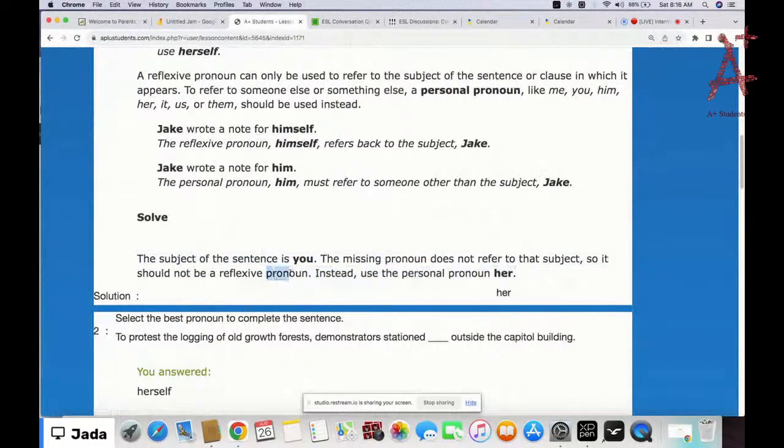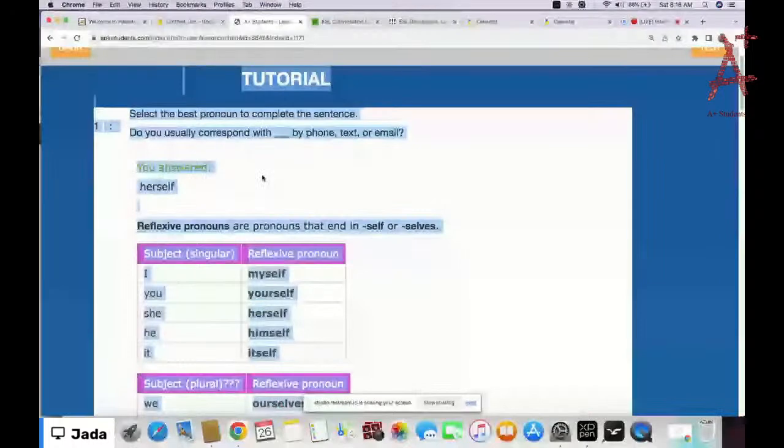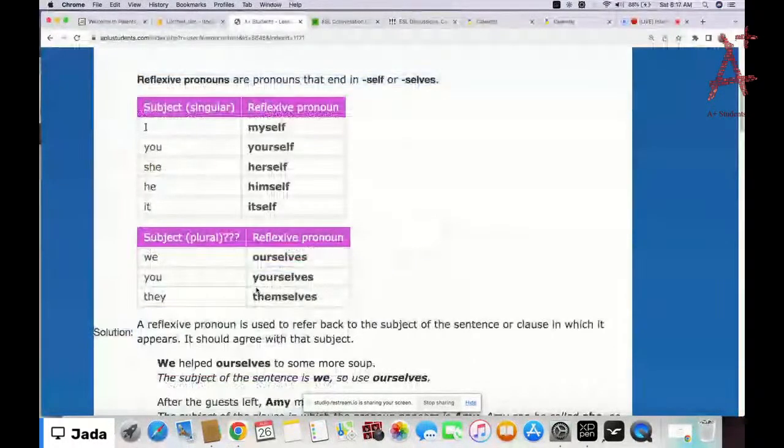So it shouldn't be a reflexive pronoun. Instead, use the personal pronoun. This one will not work in this sentence. Instead, it should be a personal pronoun. So when the missing pronoun is referring to the subject, then it is a reflexive pronoun. But if it's not, then you have to use a personal pronoun. So that's it.